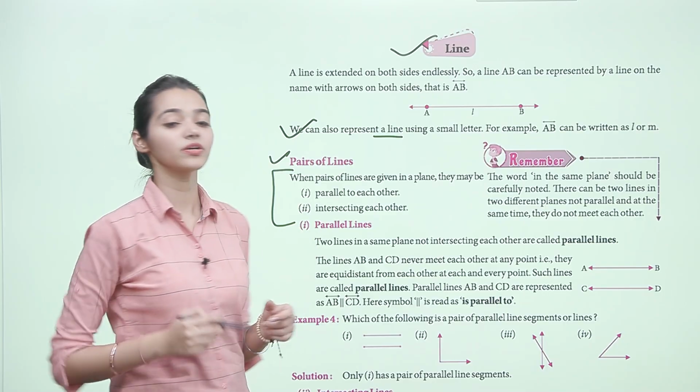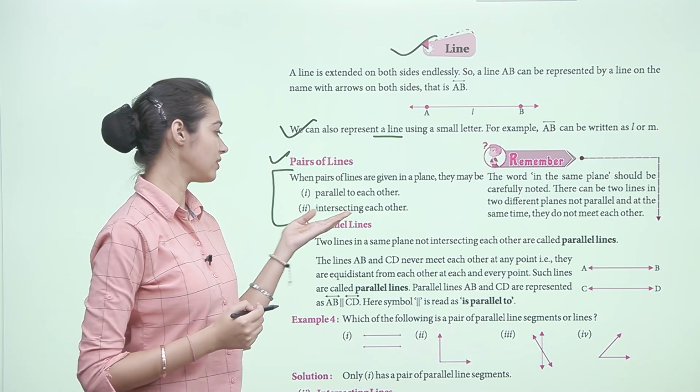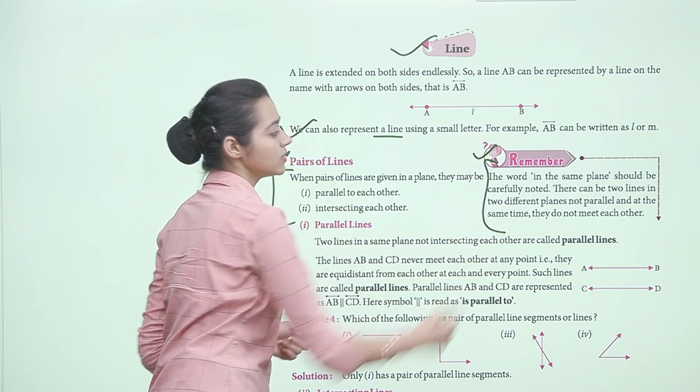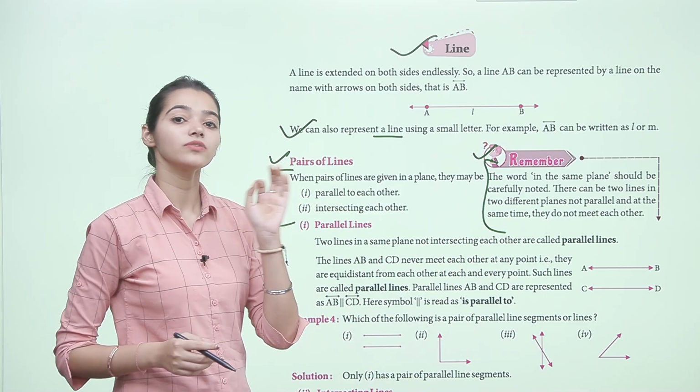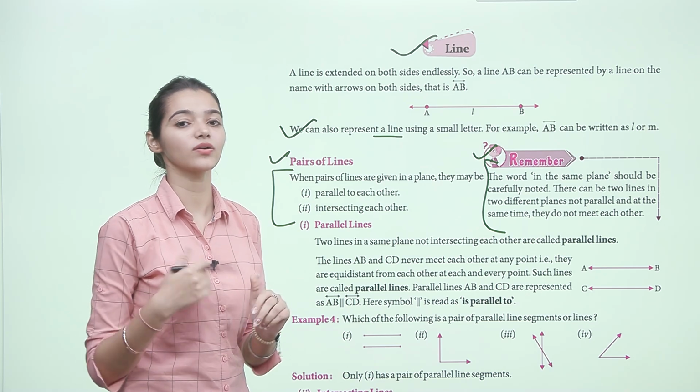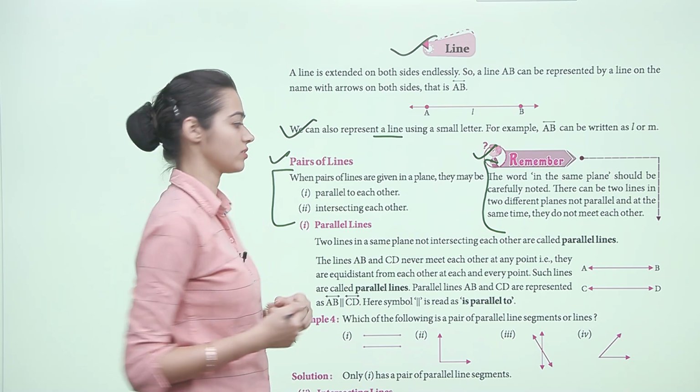Pair of lines. When a pair of lines is given in a plane, they may be parallel or intersecting each other. Always remember, the words "in the same plane" should be carefully noted, because there can be two lines in two different planes that are not parallel and also do not meet each other.